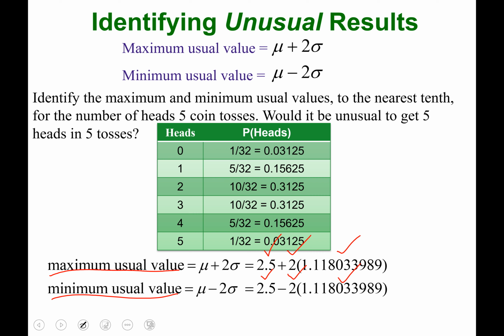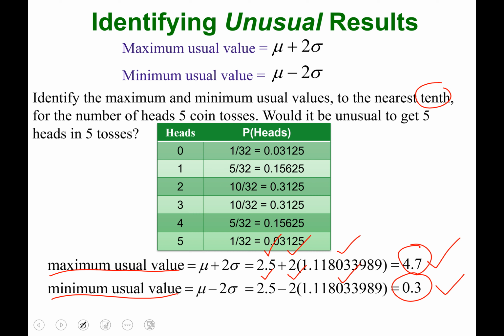All right, if you want to pause the video and type those in carefully, please do so now. If you type those in correctly, you'll end up with, accurate to the nearest tenth, 4.7 and 0.3. So the maximum usual value of heads when you flip a coin 5 times would be 4.7 heads. The minimum usual value of heads if you flip a coin 5 times would be 0.3. Anything above 4.7 or below 0.3 would be considered unusual.